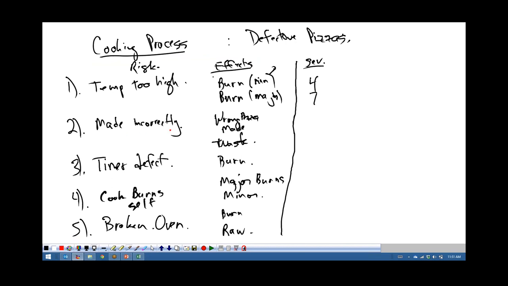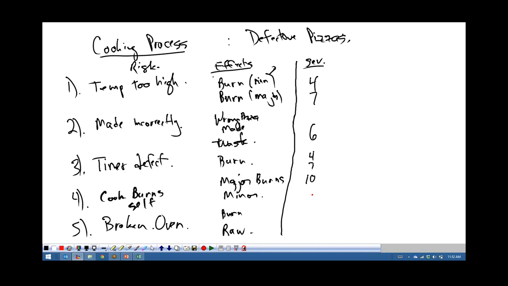And we can quickly go down here. Made the pizza incorrectly. That means the wrong pizza is made and I have to throw it out. That's probably on the order of this, maybe not quite as bad, but close, right? Maybe a 6. Timer defect, again, this would be either major or minor. It's really the same one as this, so we've got a 4 and we've got a 7. I'm keeping these separate for a reason, and you'll see why in just a second. The cook burns himself, major burns, that's a 10.